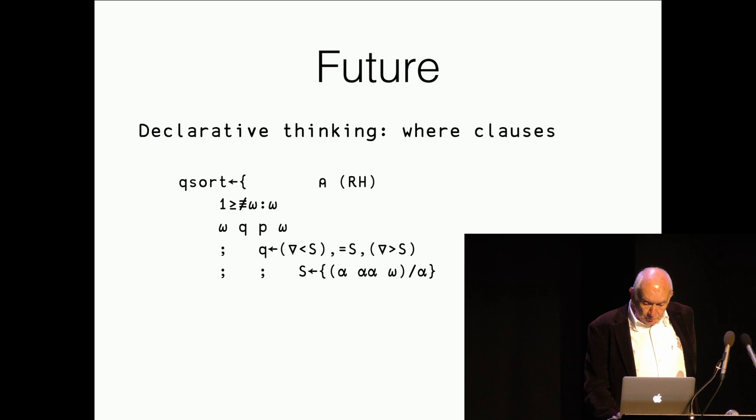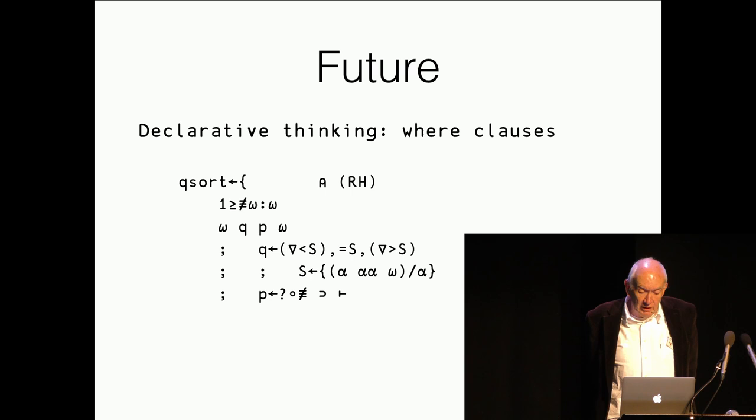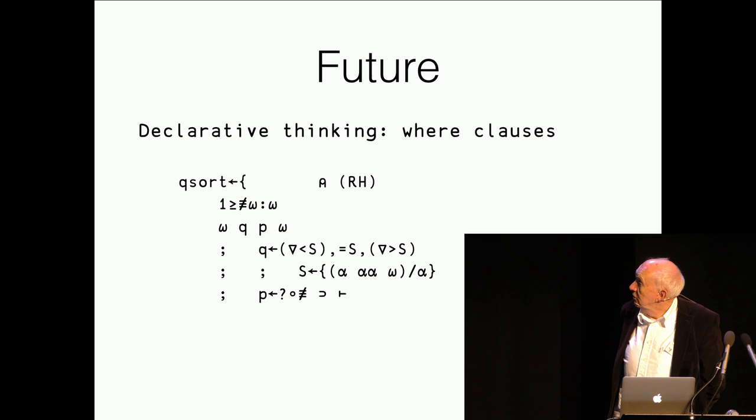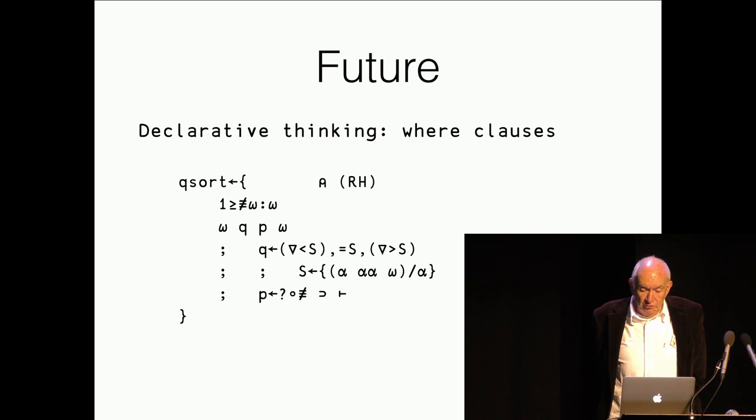And then we say and where. So this definition is local to the omega QP omega. And there's a random pivot. So that's what Roger's quicksort would look like in this style with local names. And an interesting thing with this is, what would a tracer do with this?